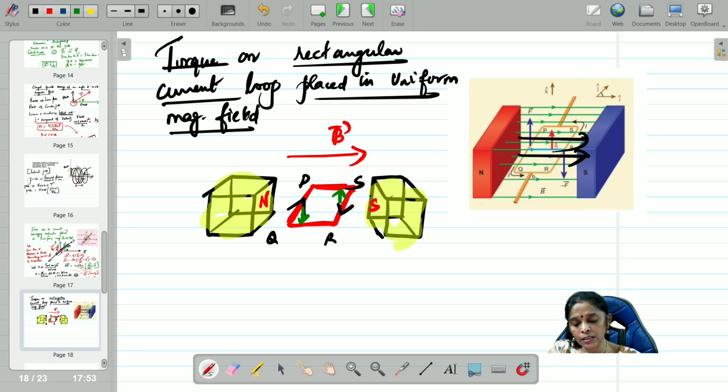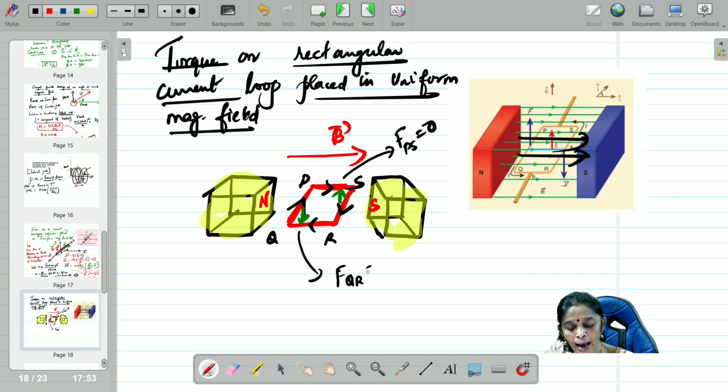Now, PS. Look at the current direction, it is parallel to the magnetic field. Since it is parallel, no force. So, force due to PS is equal to 0. Similarly, force due to QR is also equal to 0 because it is anti-parallel. Only the force due to PQ and the force due to SR, F1 and F3, are going to constitute a couple effect.